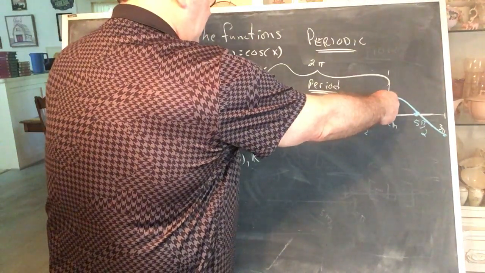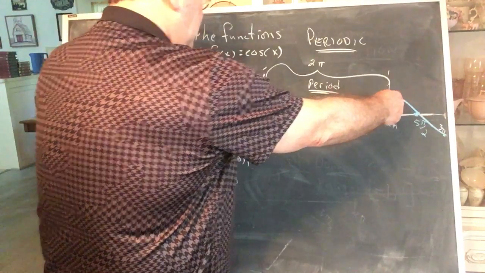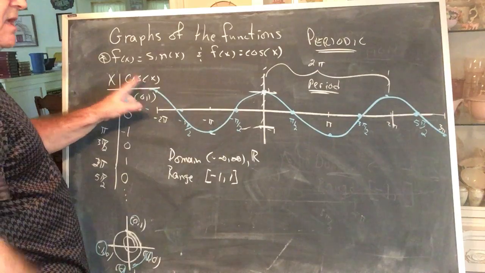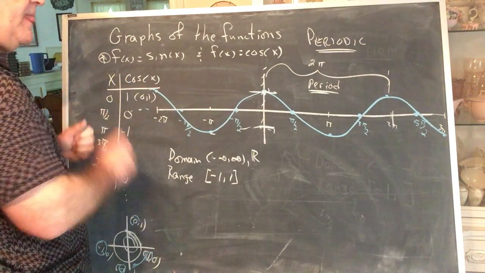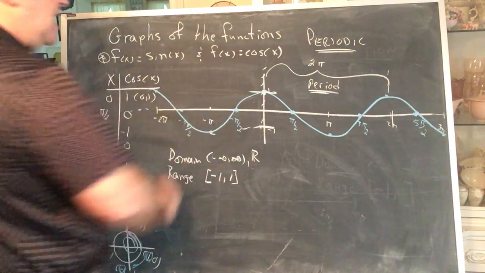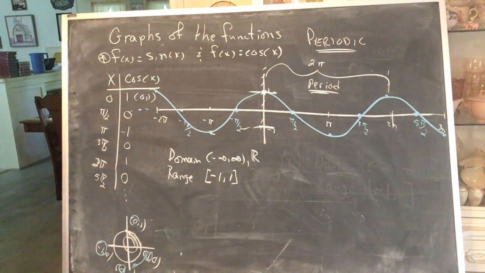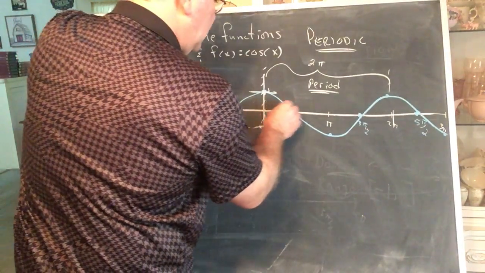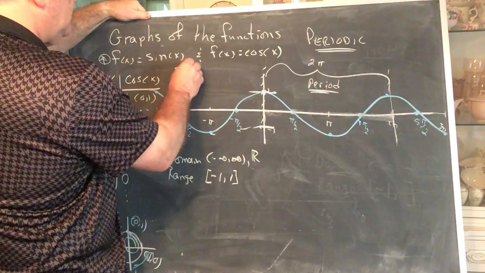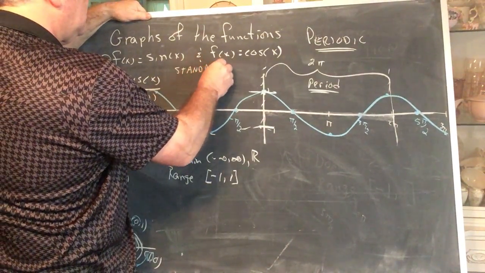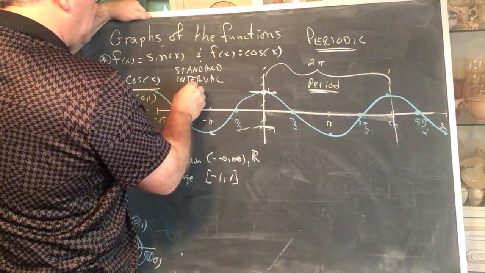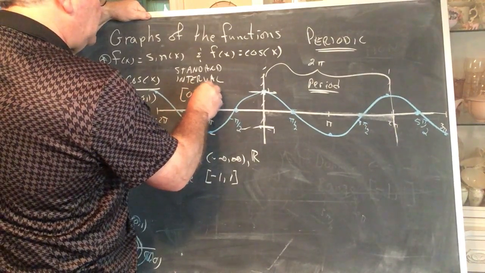That is the distance. If I take this piece of the picture, lift it, move it over 2 pi, and put it back in the picture, it would precisely match itself in both directions as far as we care to go. So, sine and cosine both have a period of 2 pi. The standard interval, if you're going to draw just one period, is from 0 to 2 pi.